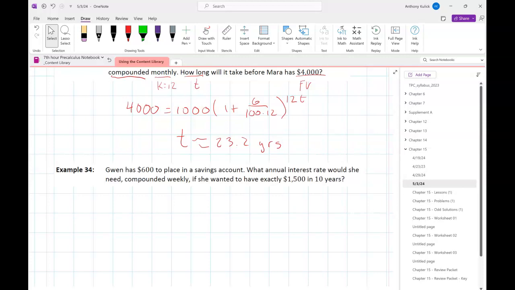Gwen has $600 to place in a savings account. What annual interest rate would she need compounded weekly if she wanted to have exactly $1,500 in 10 years? Okay. What type of interest is this? Compound interest. Okay. What is the 600? Okay. What are we solving for? Okay. What is our K?